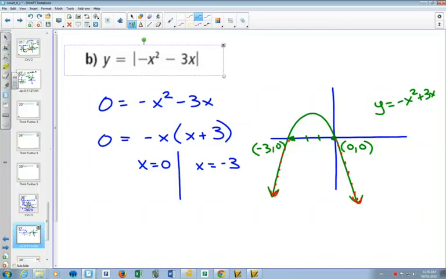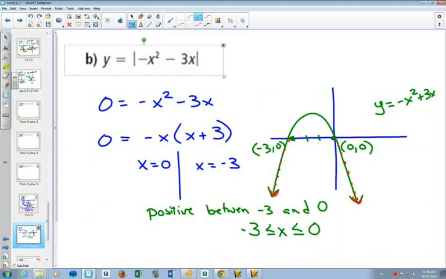We can say it's positive between -3 and 0. The way that we write that mathematically is we say -3 is less than or equal to x is less than or equal to 0. And it's negative, those red parts, when x is less than -3 or when x is bigger than 0.